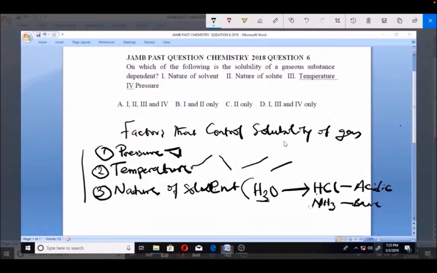So these are the three major factors, and from the options you can see that option D takes care of this, because I is nature of solvent, III is temperature, IV is pressure. So these are the three major things that the solubility of gases depends on. Provided you already have a solute, in this case the gas, solubility will now depend on these three other things: nature of solvent, temperature, and pressure. So the right option is D. Thank you.